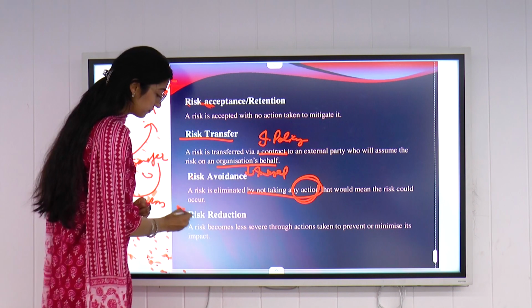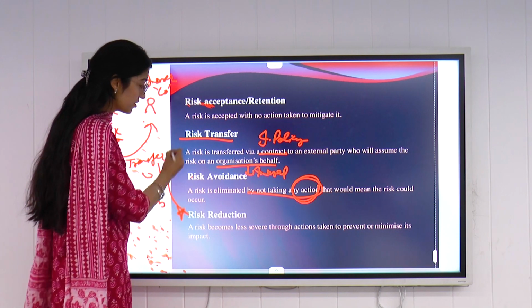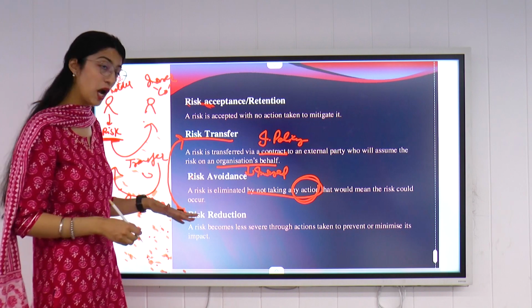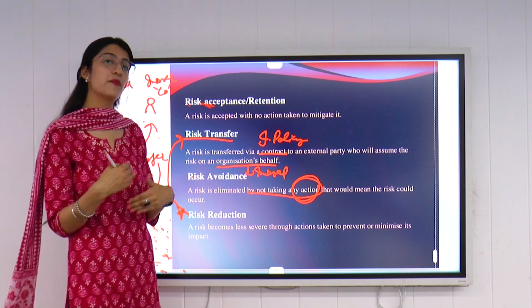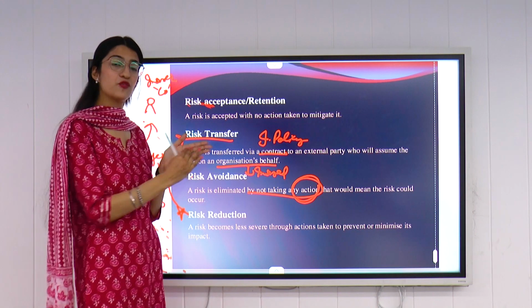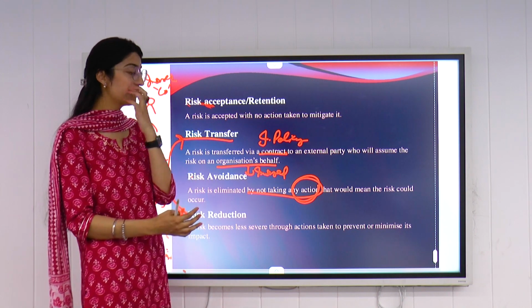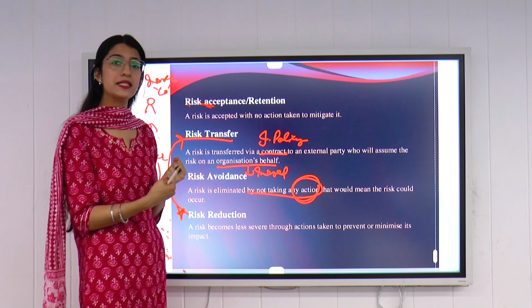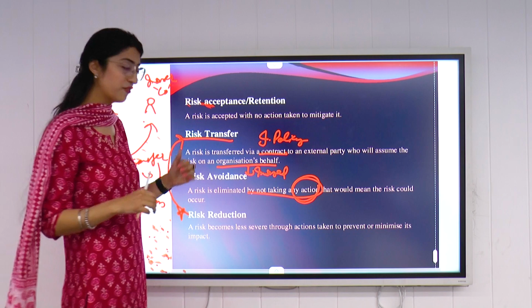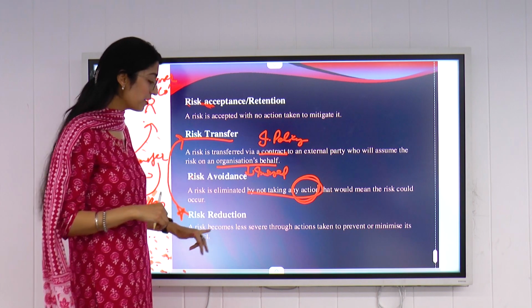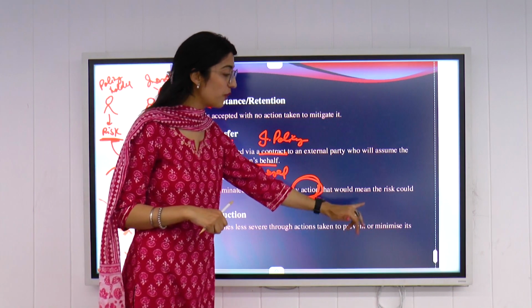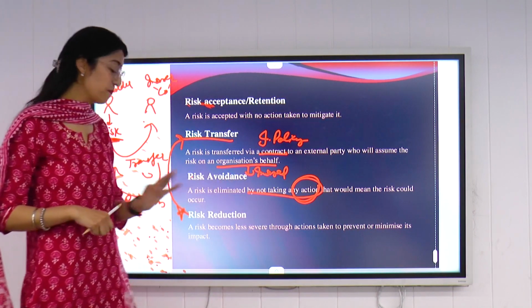This is very important. Even this is in combination with risk transfer. ये रिस्क ट्रांसफर के कॉम्बिनेशन में भी है। How it is: when insurance companies sell their policy, they always give you a to-do list that you have to follow certain guidelines in order to mitigate the losses, mitigate the chances of happening of that risk. That is basically a risk becoming less severe through actions taken to prevent or minimize the impact.